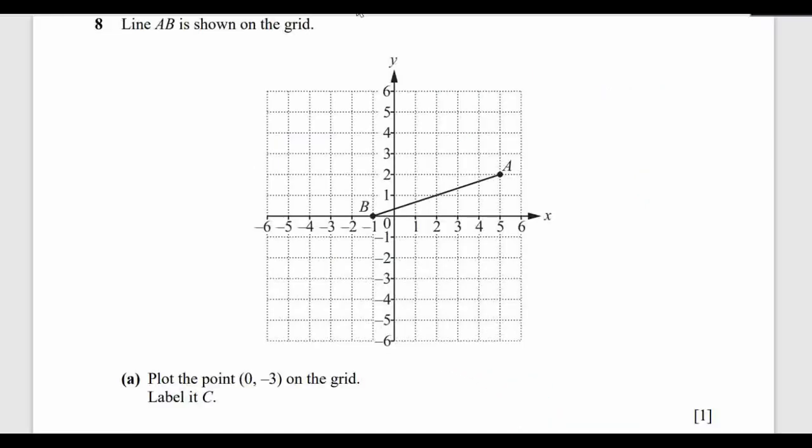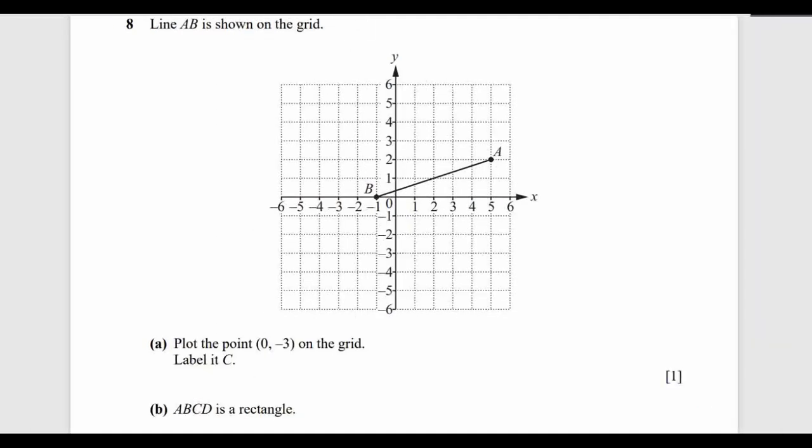Let's move on. Here we go. Now we are in question 8. Line AB is shown on the grid. Plot the point 0, negative 3 on the grid labeled C. It must be easy for you, right? So let's plot it.